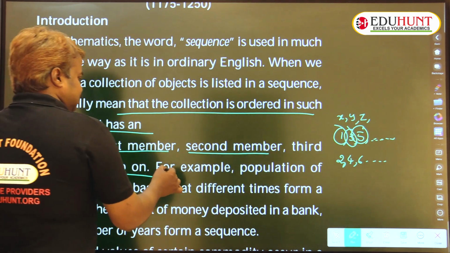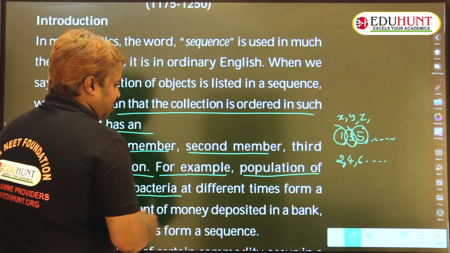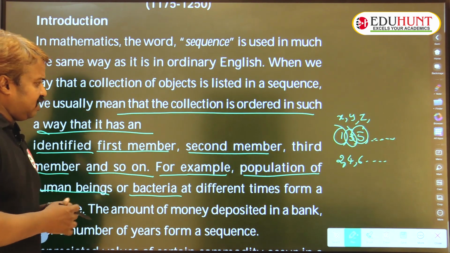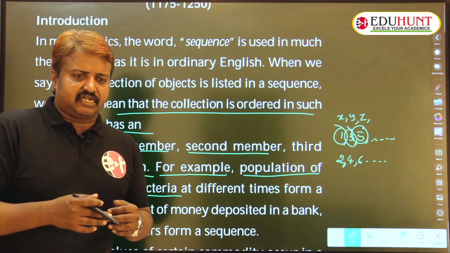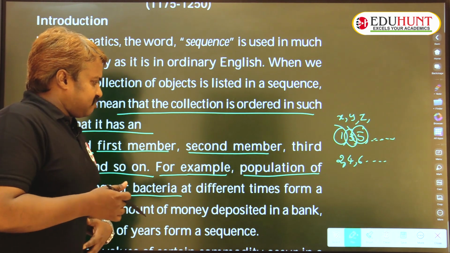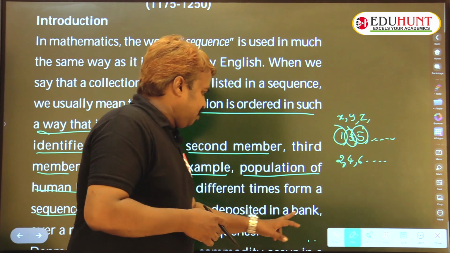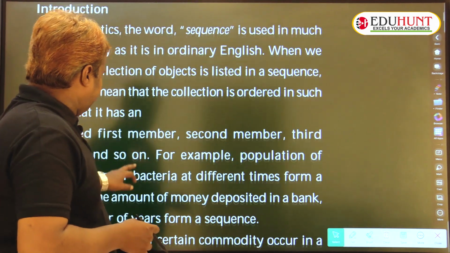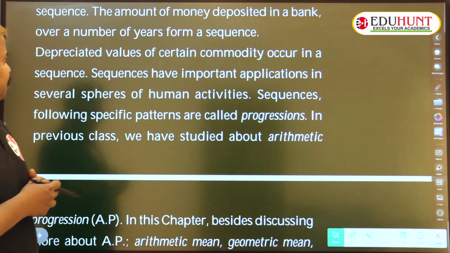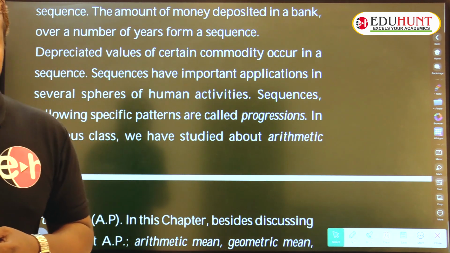Now, for example, you can take the population of human beings or bacteria at different times to form a sequence. Indian population or bacteria at different times form a sequence. The amount of money deposited in a bank over a number of years forms a sequence.